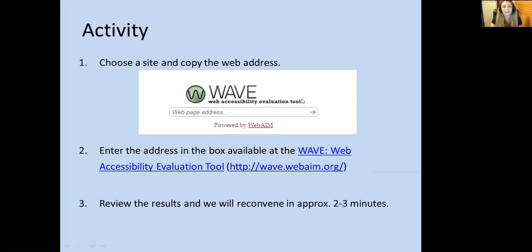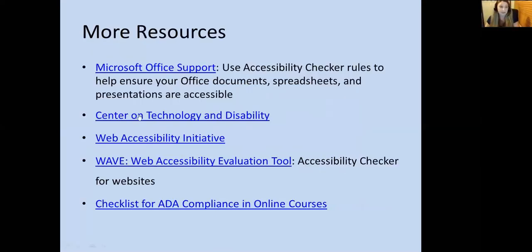Again, this is all encompassing, and when we talk about differentiating instruction, we're talking about that child as the whole child and the whole learning experience and environment. As a brick and mortar teacher, I also had a website that I created for students that they could access at home. There's the Center on Technology and Disability, the Web Accessibility Initiative. There's also other ways for you to check maybe your PowerPoints and so forth, and your office documents, and rules to consider when you're creating those documents.